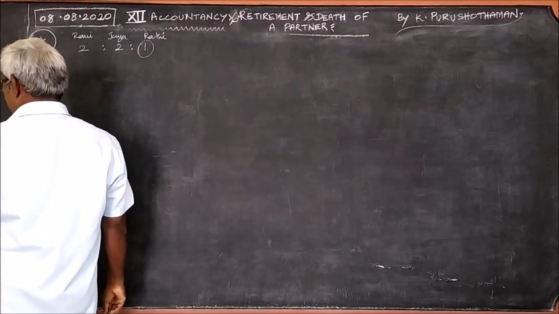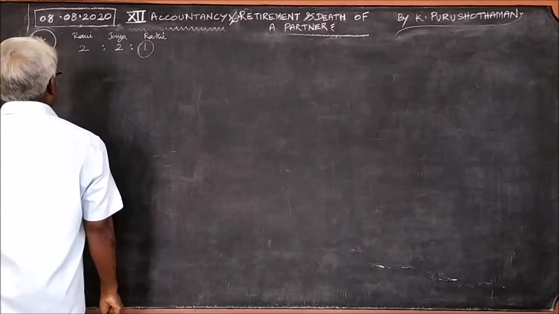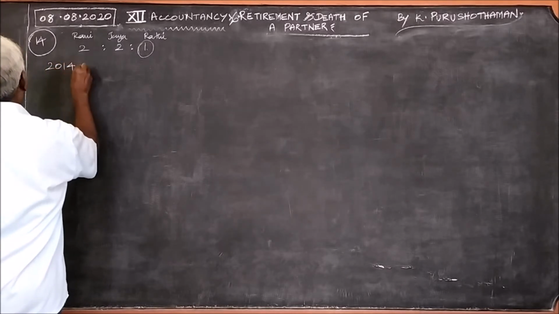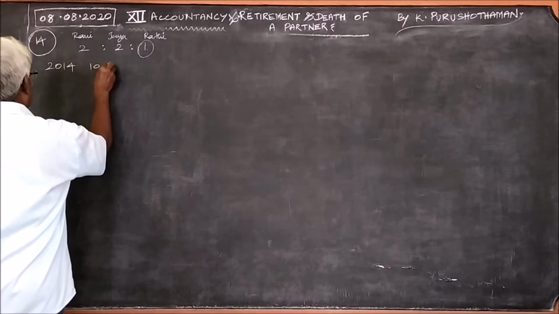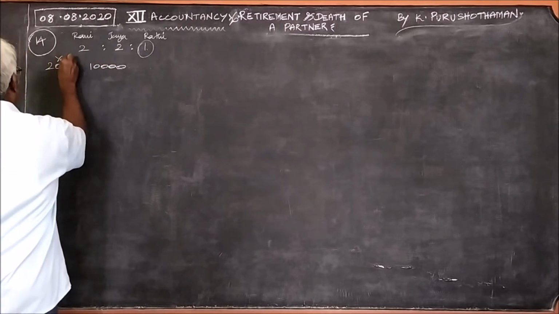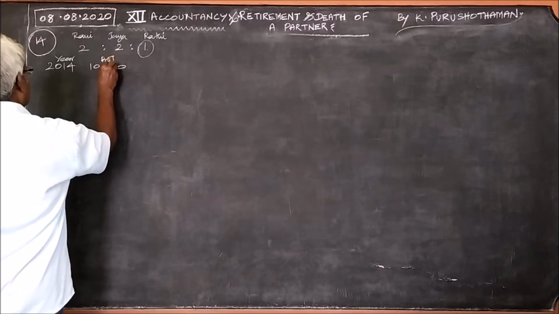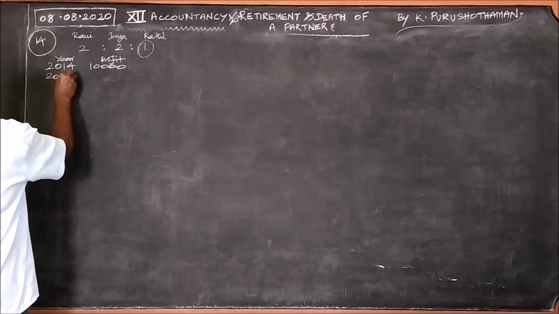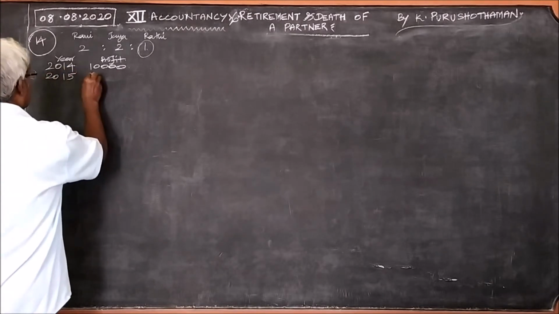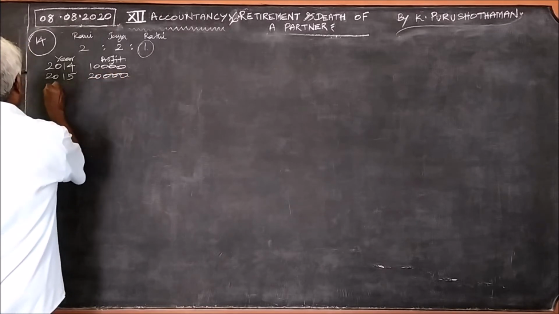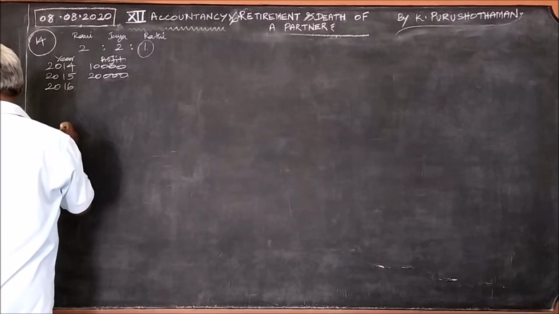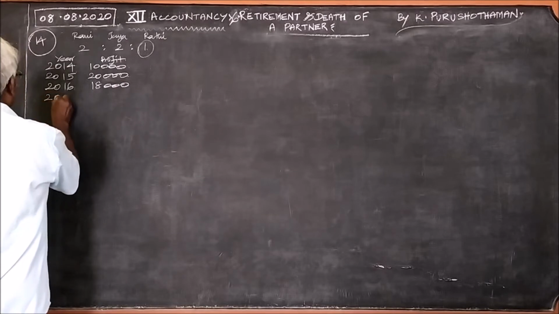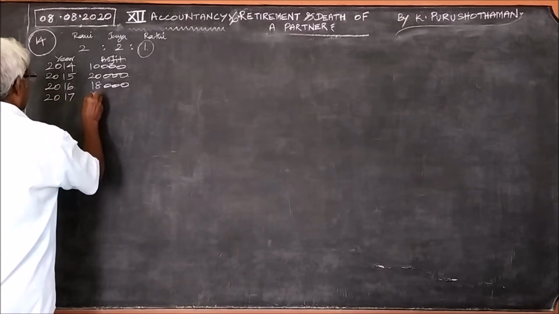Profit of the preceding year is as follows. 2014 profit 10,000. 2015 profit 20,000. 2016 profit 18,000. 2017 profit 32,000.